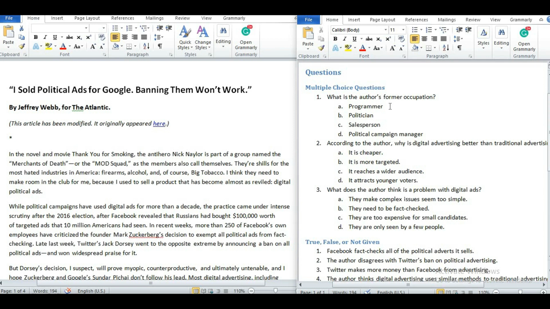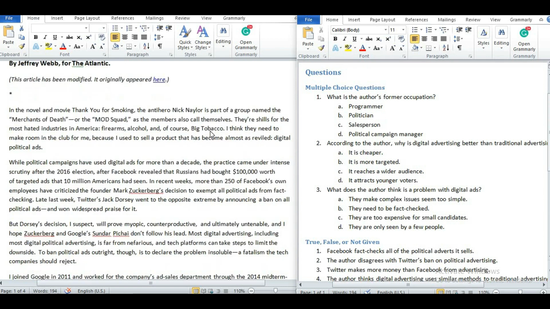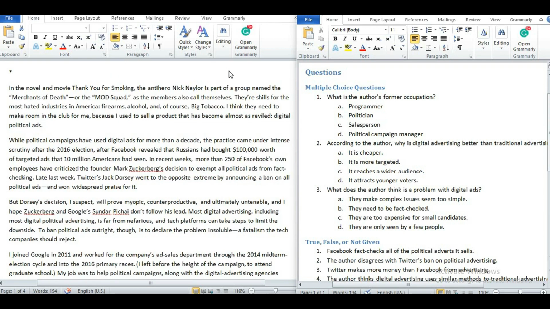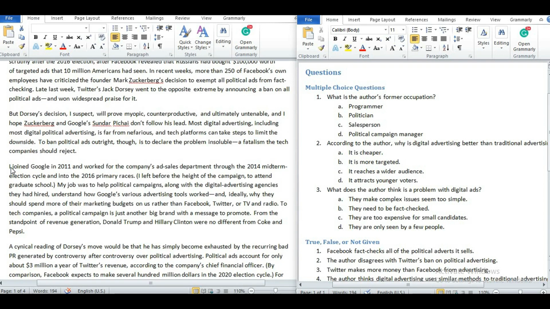So if we look through this article, it doesn't take too long before we can find his job. It's actually in the first part here, and we can find the author uses "I." So that's a clue. When we see the author, we see "I," and he says, "I joined Google." Okay, so is he a politician, or was he a politician? No. Campaign manager? No. So it seems like it's going to be A, right?